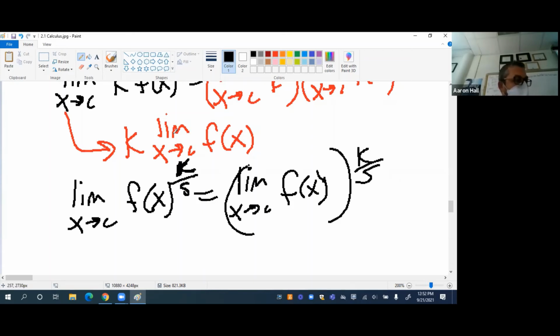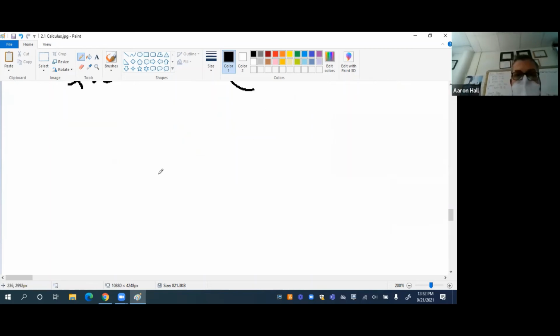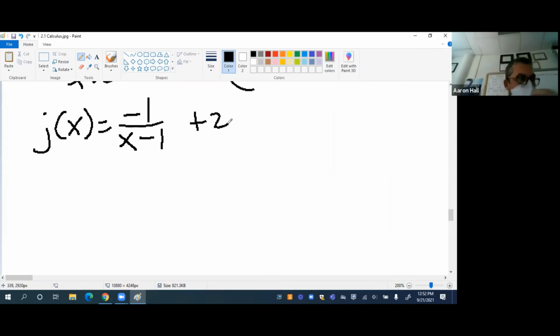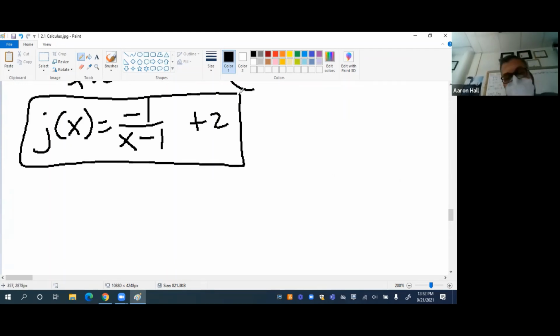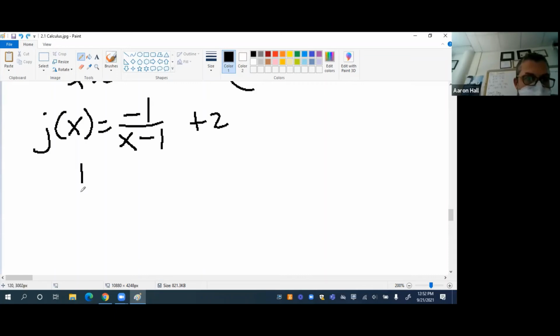Okay, I'm going to draw this. I have J of X equals -1 over X minus 1, plus 2. We're going to use this for all the problems. I'm trying to find the limit as X approaches 1 of J of X.